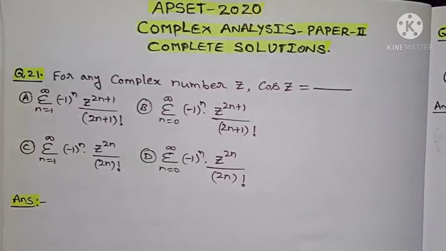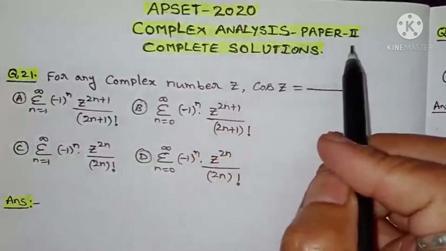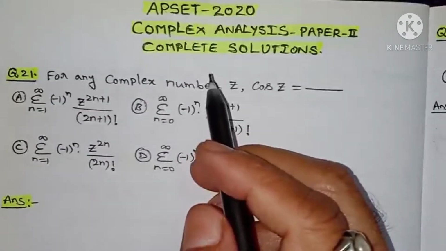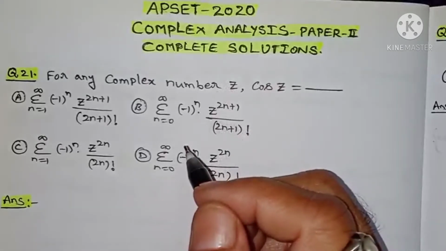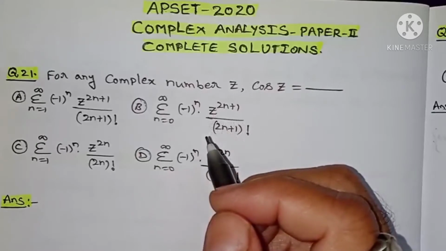Welcome to my channel. In this video, we will discuss APSET 2020 Complex Analysis Paper 2 Complete Solutions. In this year 2020, we got a total of 6 questions from complex analysis, and these 6 questions are very standard questions. So, let us see the questions.